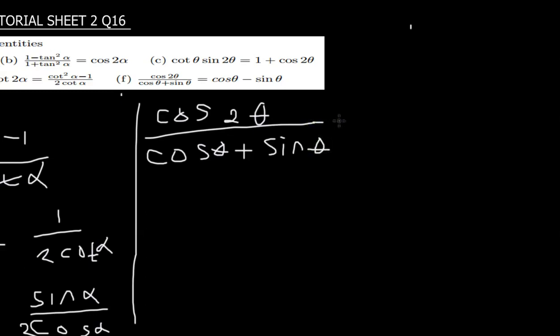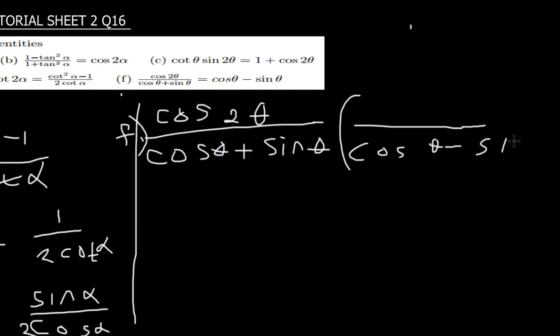So first of all, when you have such a question, this is question F, you multiply it with its conjugate. So the conjugate will be cos theta minus sine theta. So the conjugate is going to have a minus there. So we're going to have cos theta minus sine theta, like that. Then you also put the same conjugate on top, which is cos theta minus sine theta.